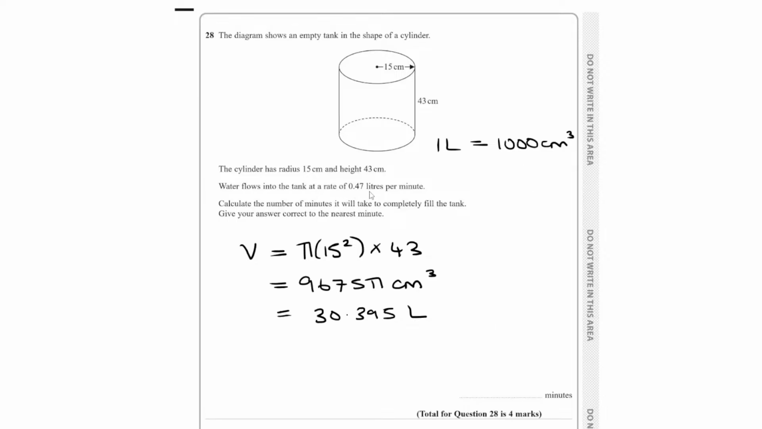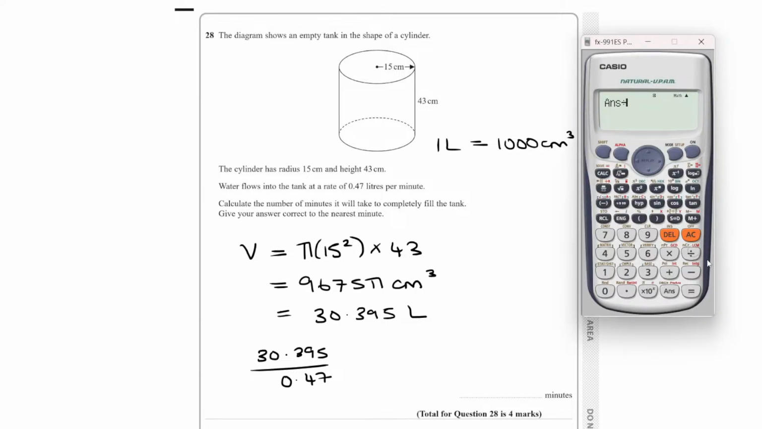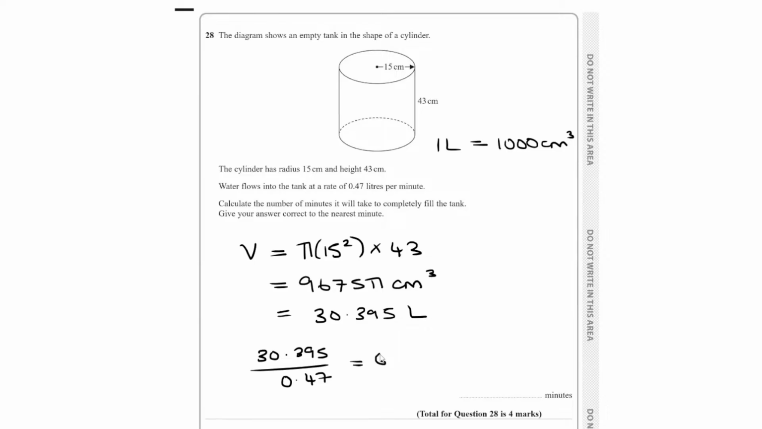Now I can look at this. Well, it's 0.47 litres per minute, so I can do 30.395 litres divided by 0.47 to see how many minutes it would take. So I'm going to use my answer because it's got all the decimals, doesn't it? Divided by 0.47, that gives me 64.67 minutes. That's now in minutes, but they have said correct to the nearest minute, so I would round that to 65, round it up, because 6 is obviously a bigger number than 5, isn't it? It will round up.